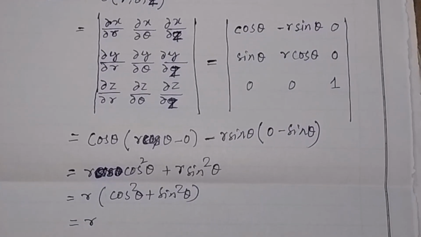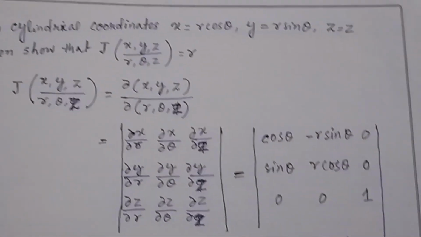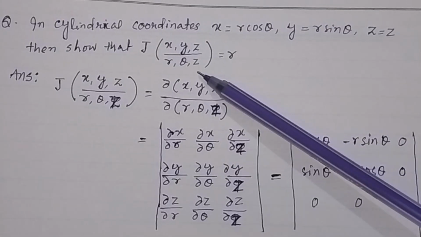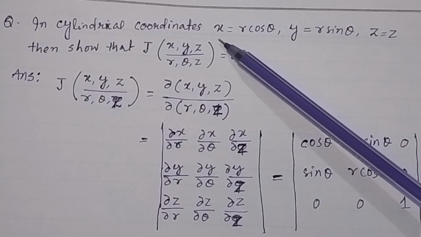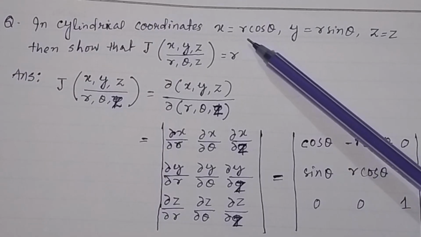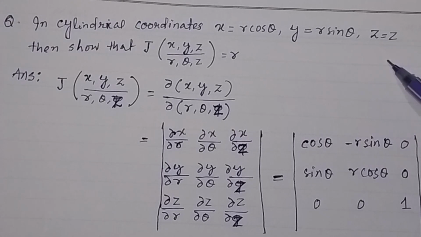So in this way, you can find that the Jacobian of x, y, z with respect to r, theta, z is equal to r, where in cylindrical coordinates it is given x equal to r cos theta, y equal to r sin theta, and z is equal to z.